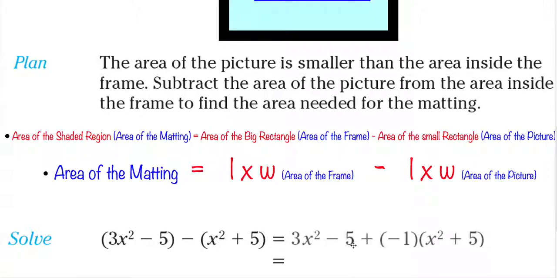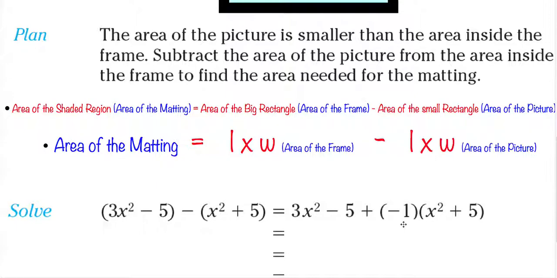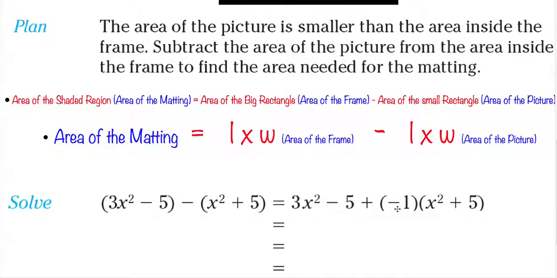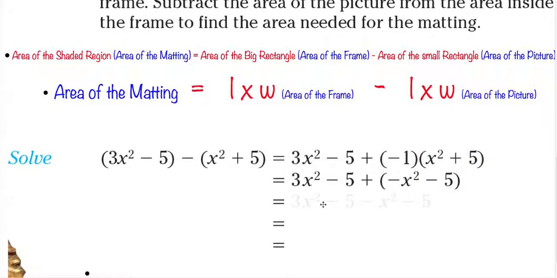And from what we learned, we simply add its additive inverse, negative 1 times x squared plus 5. We distribute negative 1 to x squared plus 5. We end up with 3x squared minus 5 plus negative x squared minus 5. So we're distributing this to x squared, and we are also distributing this to 5, which gives us 3x squared minus 5 plus negative x squared minus 5. Simplifying it further, we now have 3x squared minus 5 minus x squared minus 5.